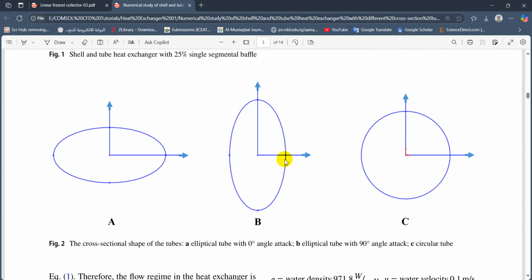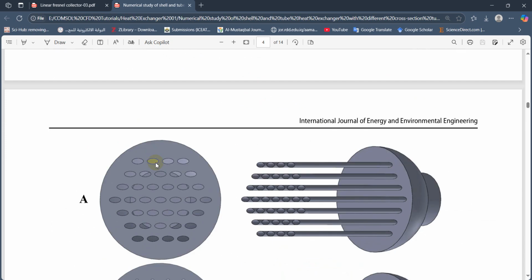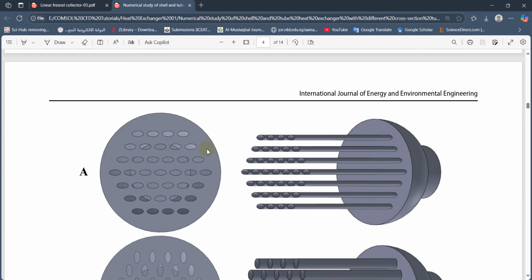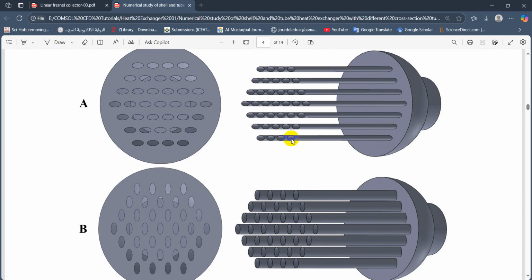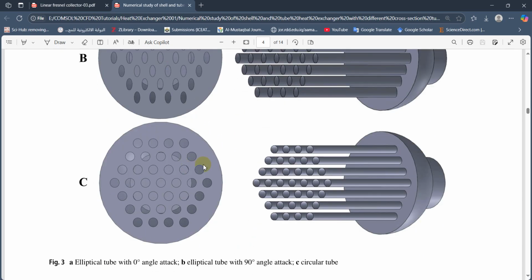Let me show you. Okay, these are the cross-sectional shapes of the tubes. Two of them are elliptical and the third is circular. This is an elliptical tube with 90 degree, but this is an elliptical tube with 0 degree angle of attack. Okay, so that three-dimensional explanation will be given in the image for what the author wants to explain.